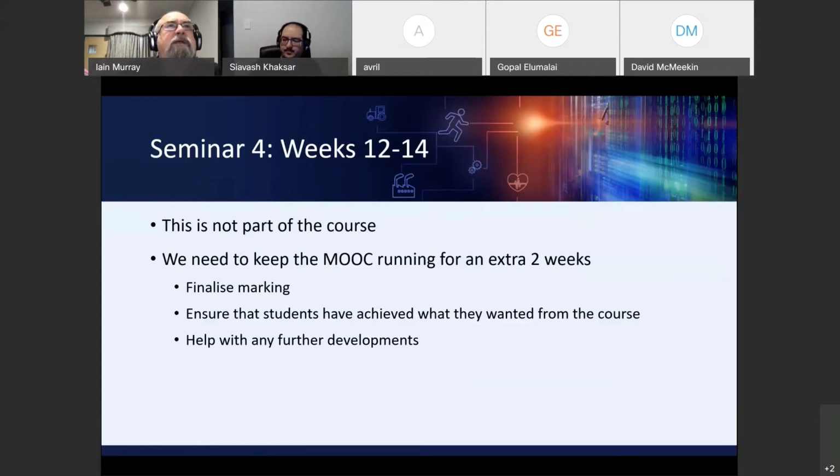Weeks 12 to 14 are not part of the course officially, but we need those two weeks to finalise the marking, get your grades in, make sure everyone's happy with what they've done, and also gives us a chance to help with any further developments, which hopefully we will get. We've had a few that have carried on, not too many local, but in Canada.